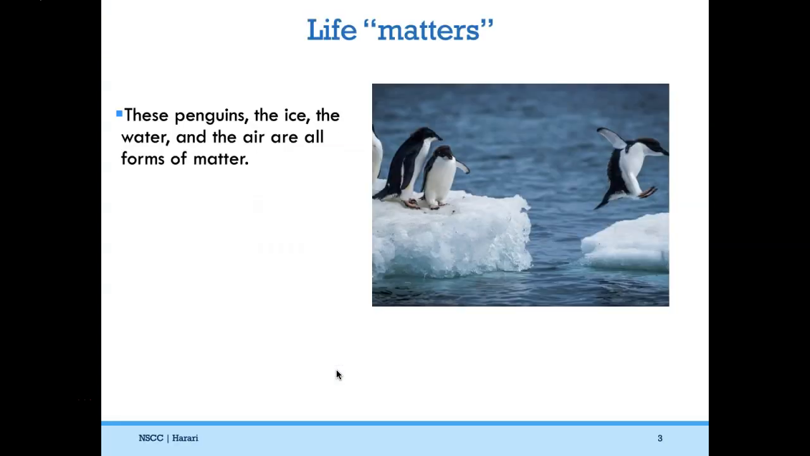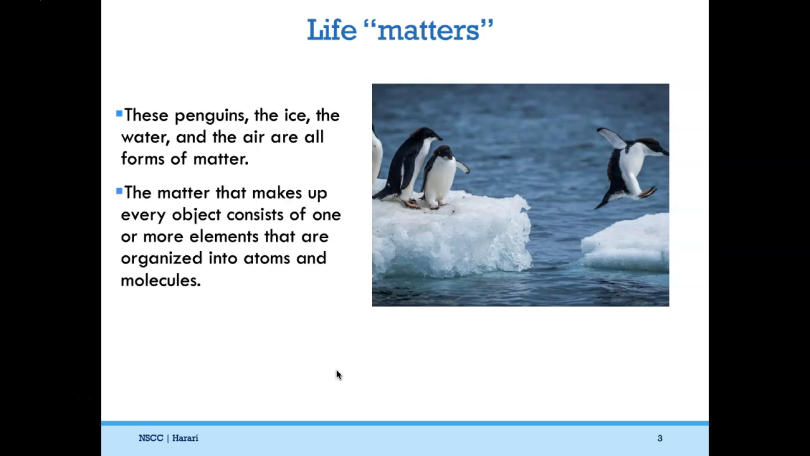So looking at this picture, we can see these penguins, the ice, the water, and the air are all forms of matter. And the matter that makes up every object in this universe consists of one or more elements that are organized into atoms and molecules. These words might seem new right now, but we'll define what an atom is, what matter is, and what molecules are. But in this picture, everything here is made of matter, but not everything is alive. So try to use the concepts we learned in Chapter 1 to see if you can determine which of these objects are alive and which are made of matter.